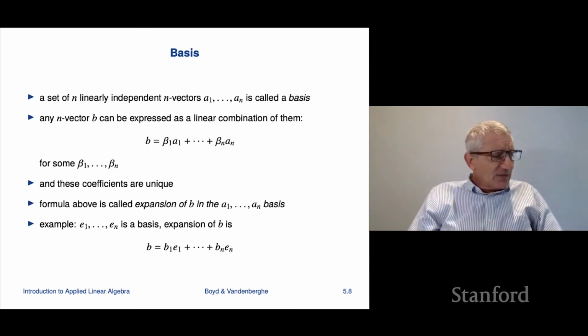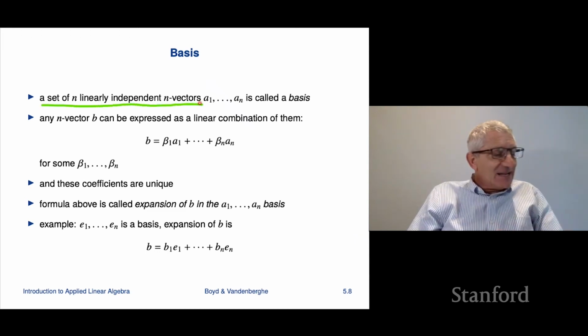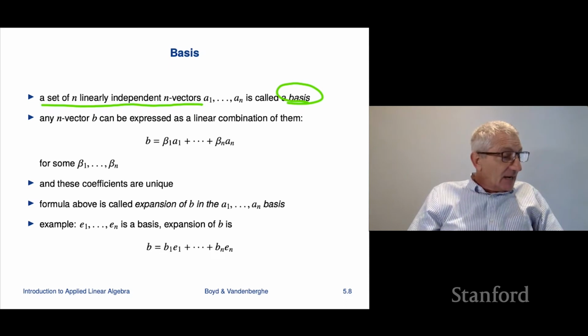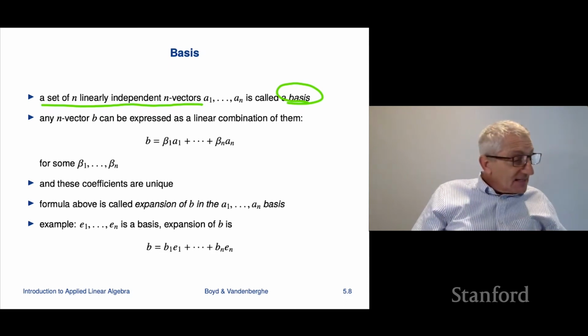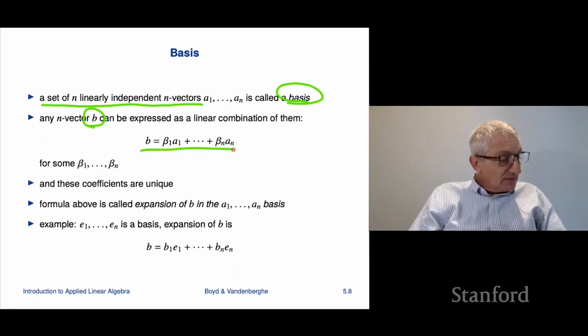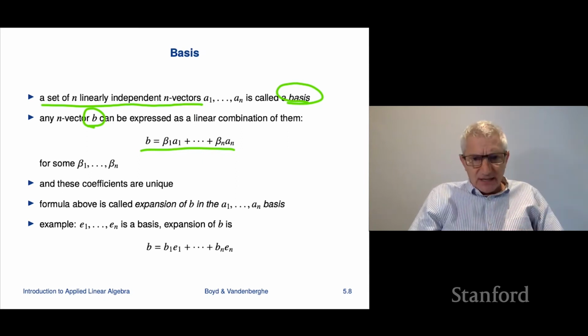Okay, now this gets us to basis. If I have a set of n linearly independent n-vectors, that's A1 through An, that's called a basis. This is completely universal standard mathematical notation. So what it says then is any n-vector, say B, can be expressed as a linear combination of them, for some beta 1 up to beta n. And not only that, but those coefficients are unique. There's no other way you can do that. That follows from linear independence.